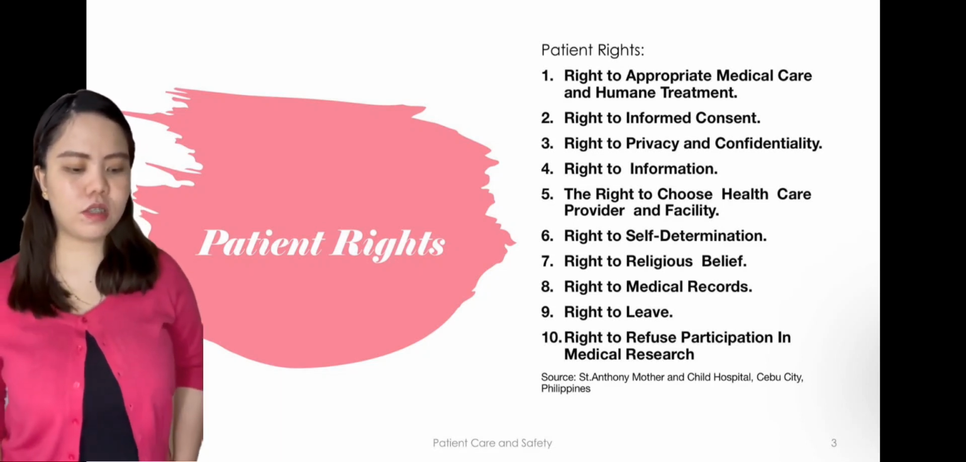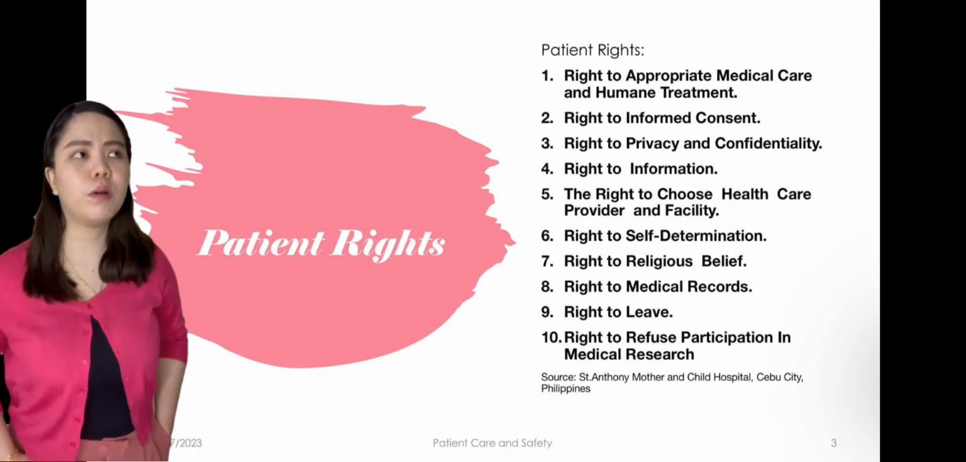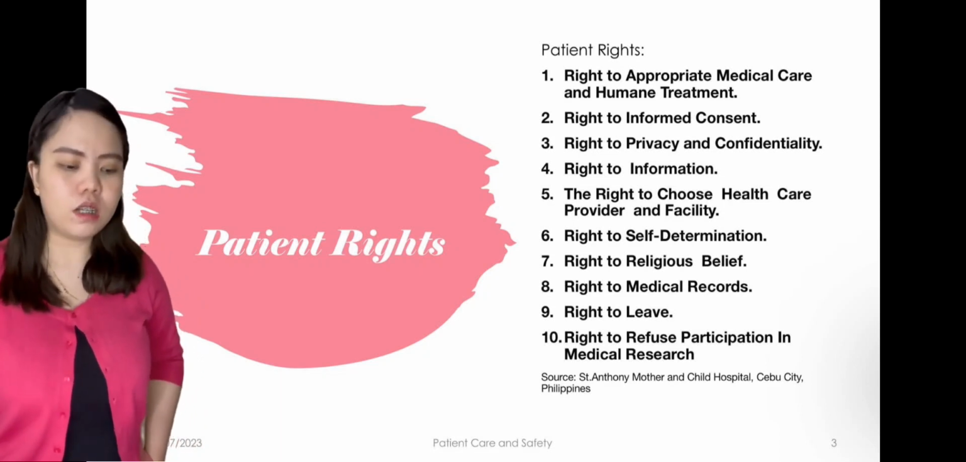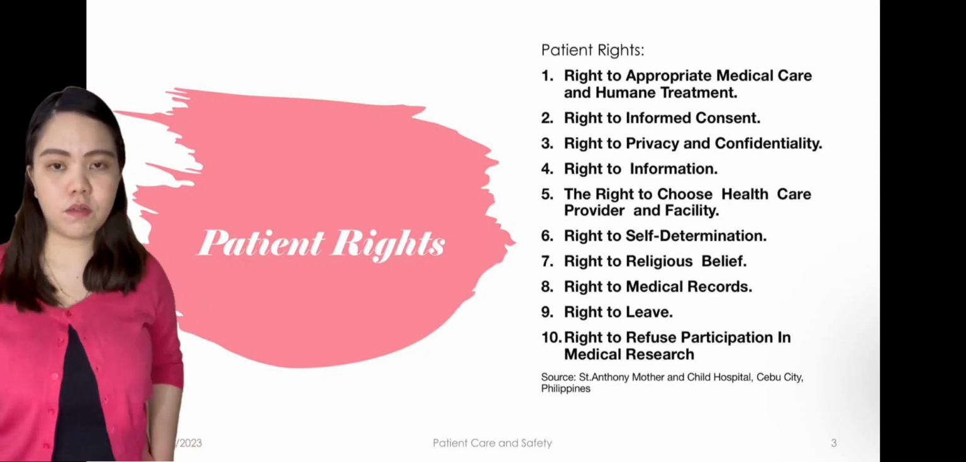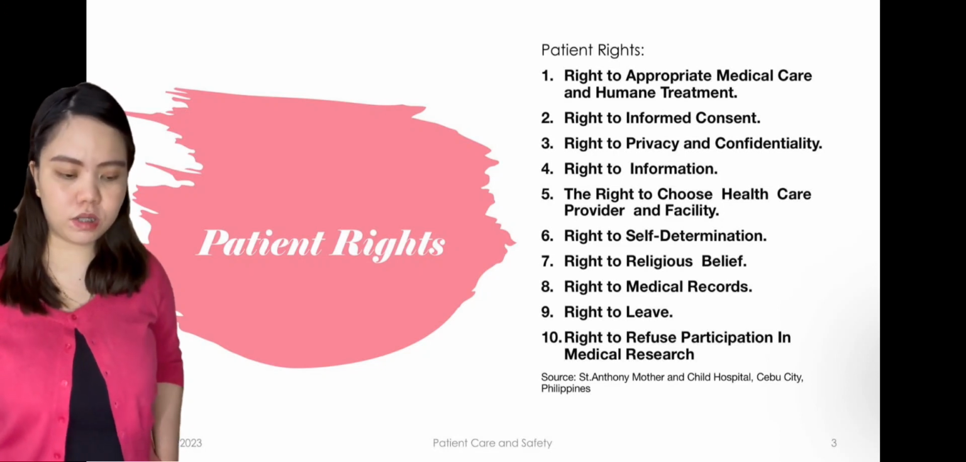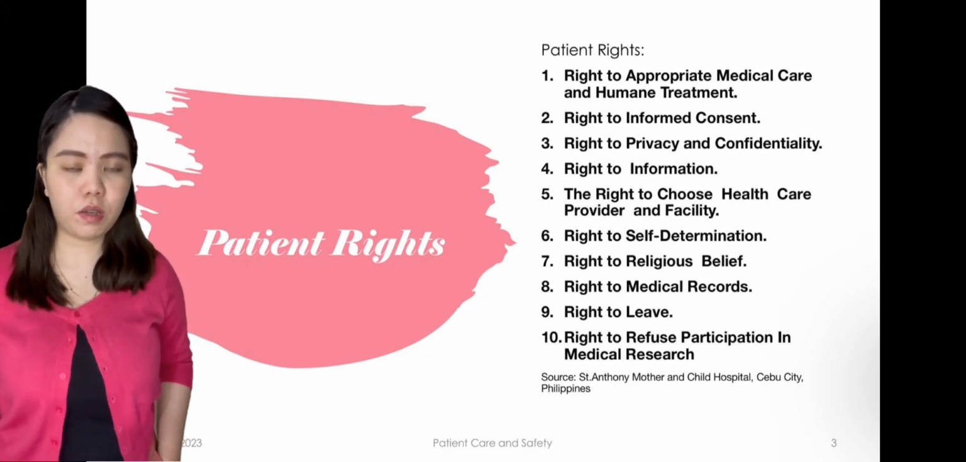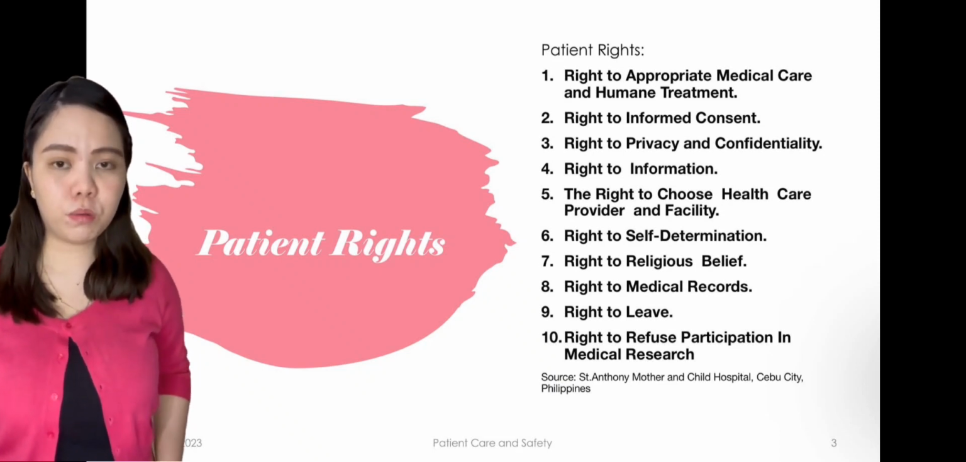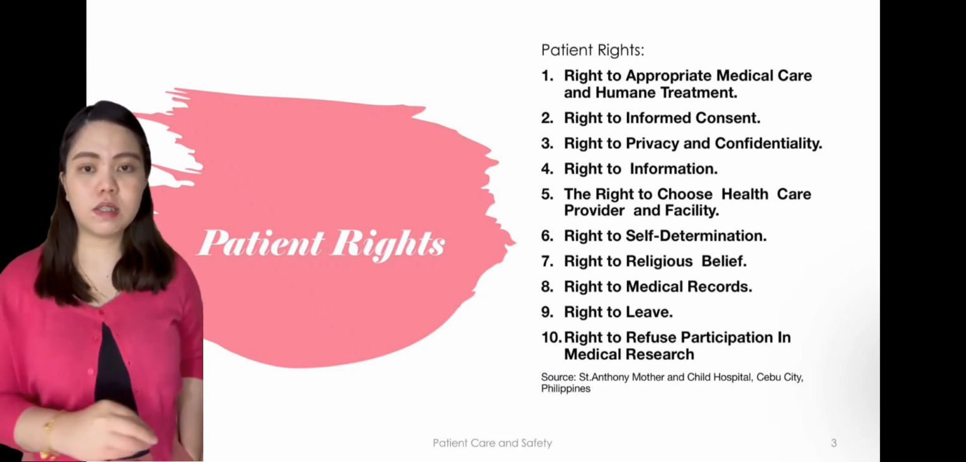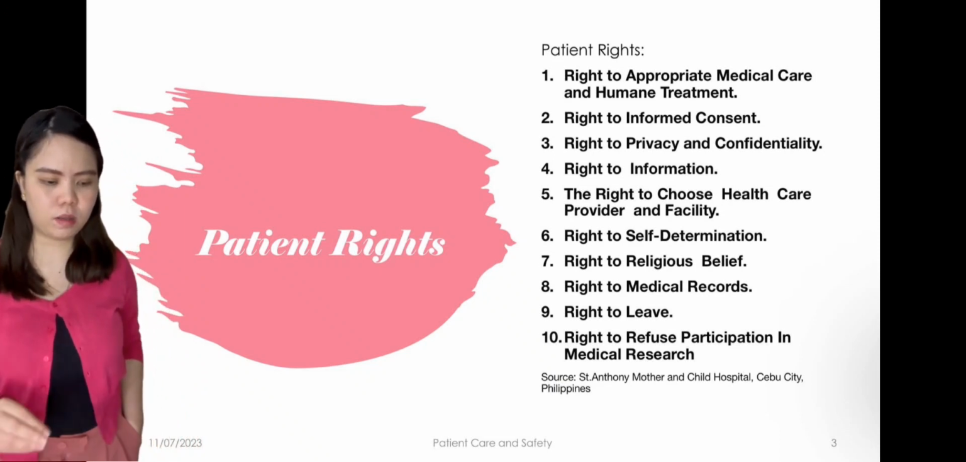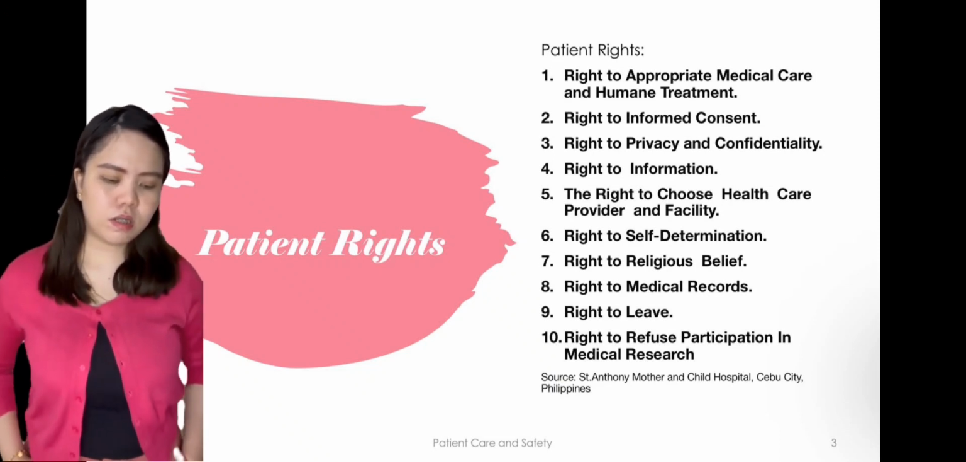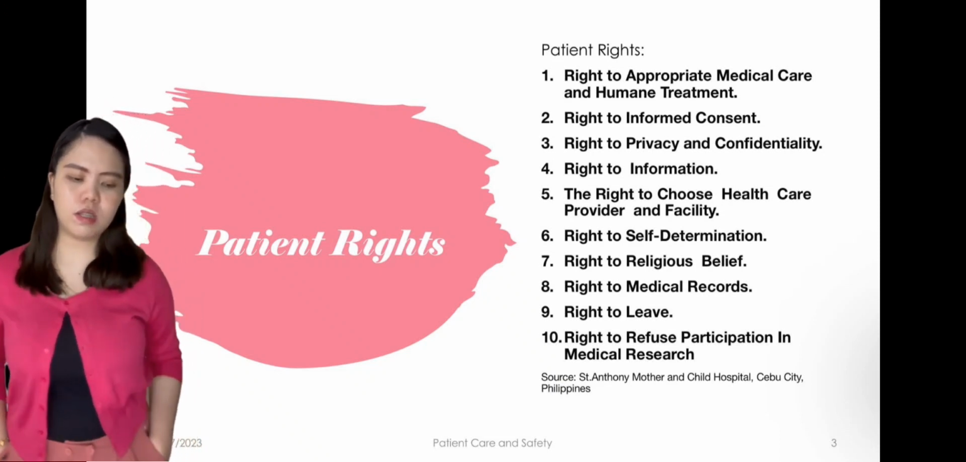Next, right to self-determination. Our patient with sound mind and of legal age has the right to receive any treatment that he or she chooses. And those patients who are receiving end-of-life care have the right to write advance directives for their treatment. So number 7, right to religious belief.